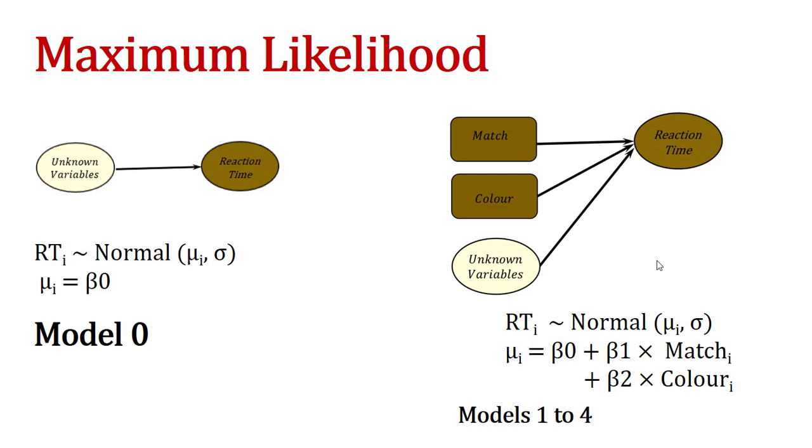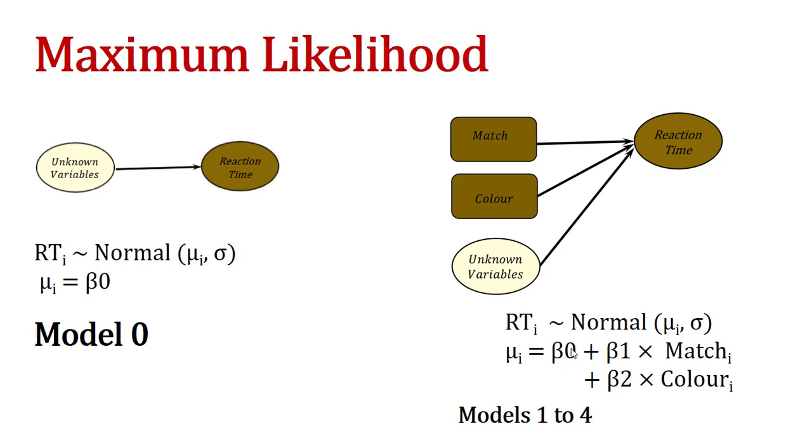So that is the interaction, and the implementation of an interaction in a mathematical model is to multiply the two variables. Actually, the scores of match and the scores of color are multiplied, and that is a new variable. We treat that variable as a variable on itself, and we are going to estimate its effect.